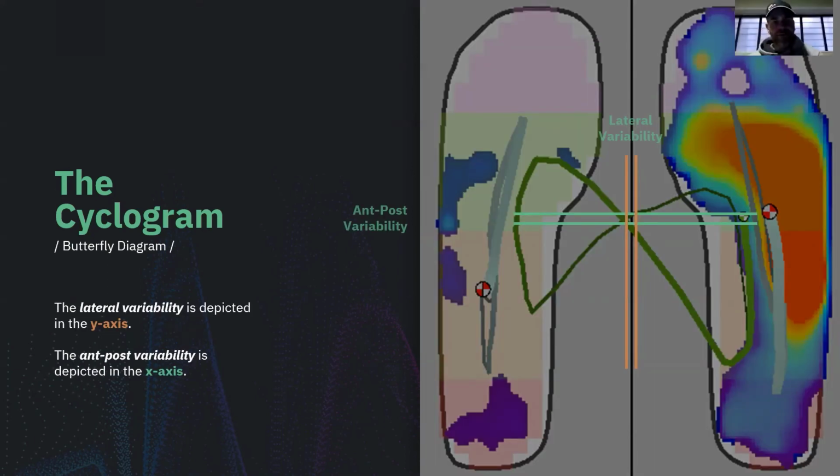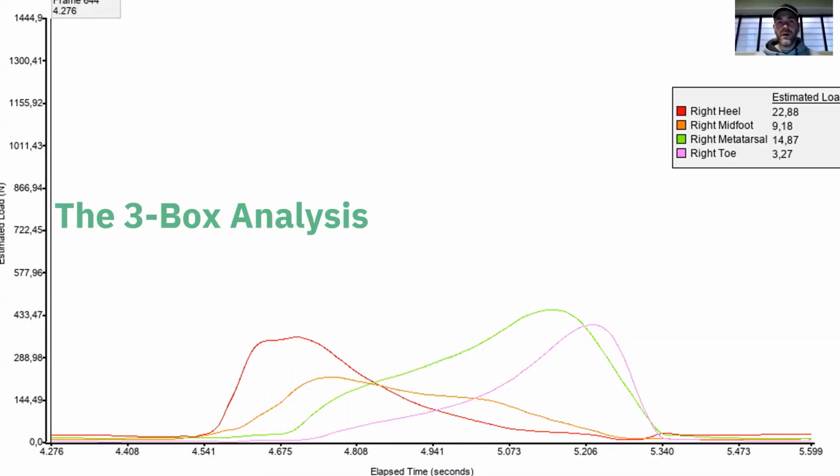When looking at the variability of the center of pressure with the butterfly diagram or cyclogram, we can look at the lateral variability, which is depicted here in the y-axis, and the anterior-posterior variability, which is depicted here in the x-axis. Let's have a look at the last of the main datasets that we are using with the plantar pressure mapping application in sport.